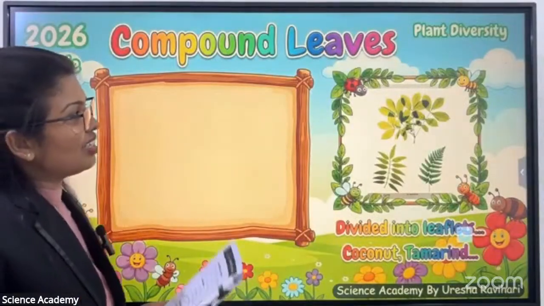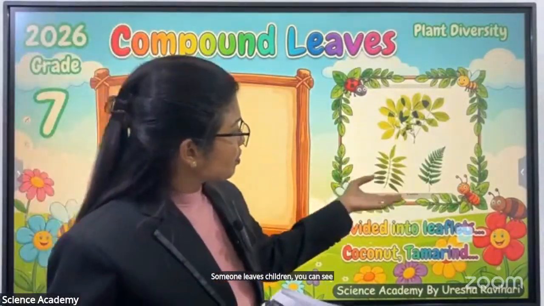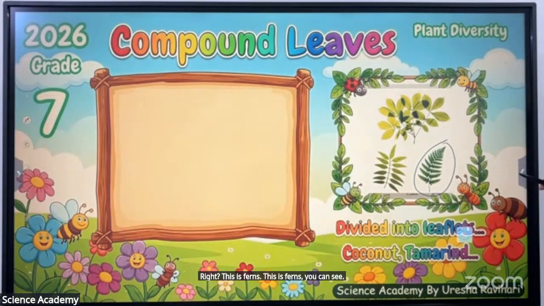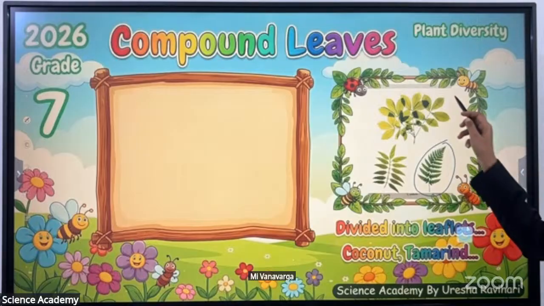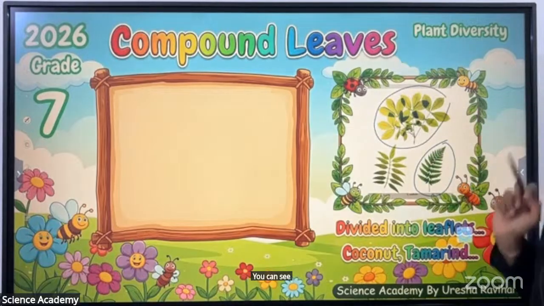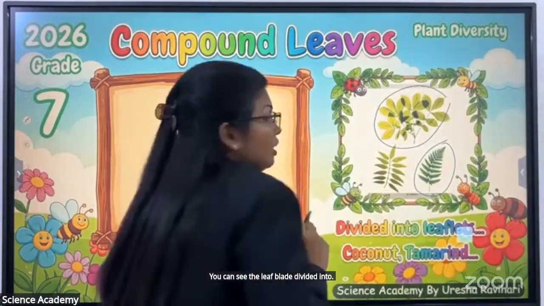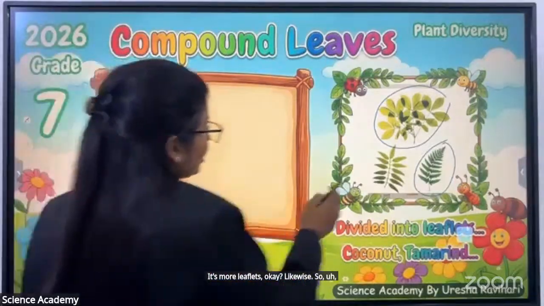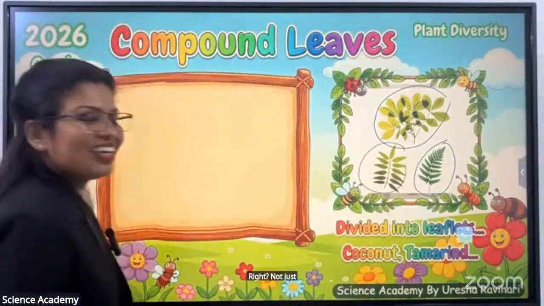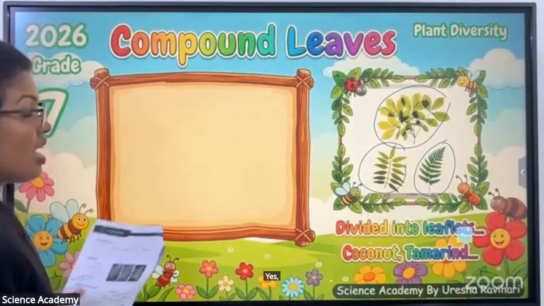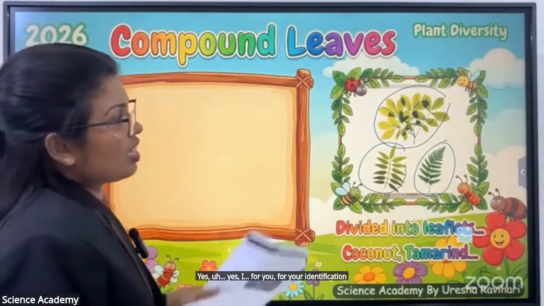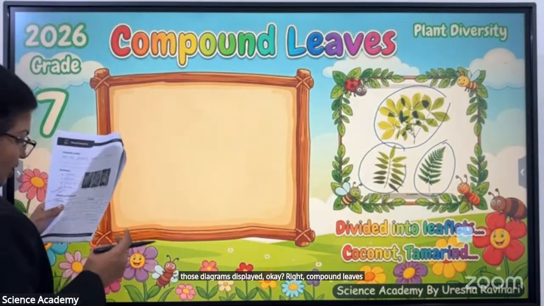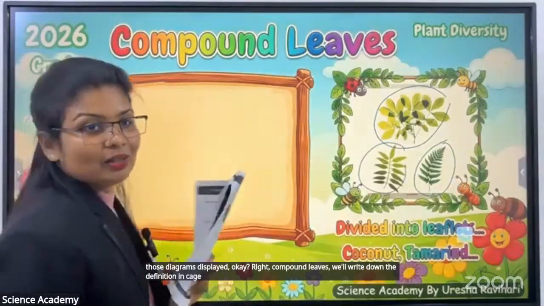Compound leaves, children, you can see here also, right? These are ferns, you can see. Ferns, right? Rubber. You can see the leaf blade divided into small leaflets, okay? Likewise, curry leaves here. For your identification, those diagrams are displayed. Okay, right. Compound leaves. We'll write down the definition on page number 30. Okay, right.